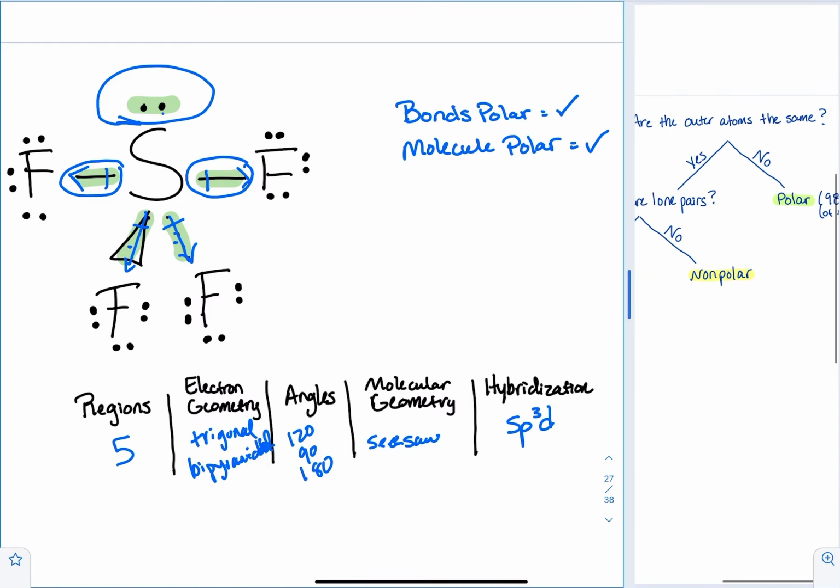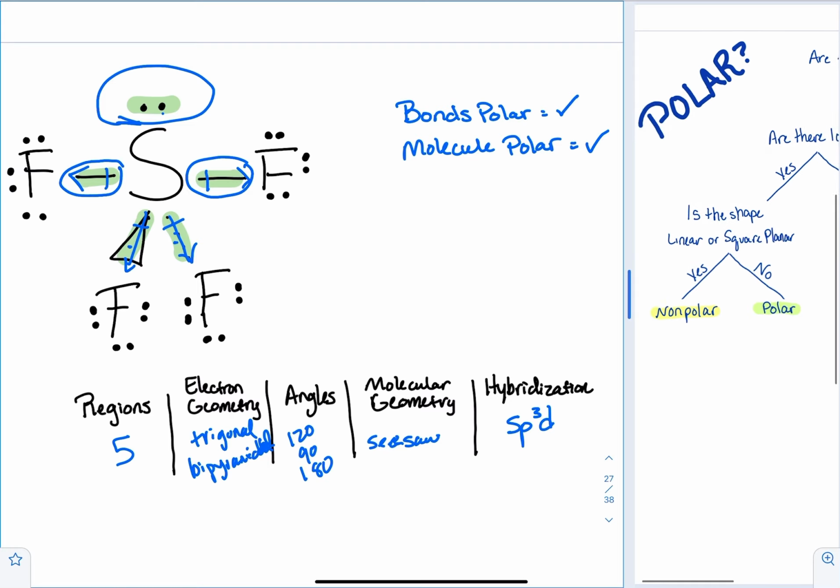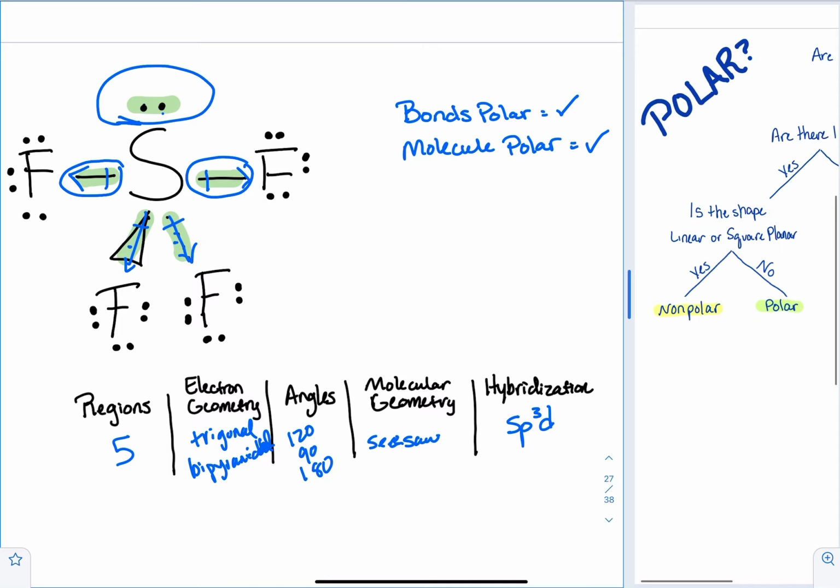And if we use our chart too, are the outer atoms the same? Yes. Go to the middle. Are there lone pairs? Yes. Go over here. Is the shape linear or square planar? No. And the reason those matter is because those are very, very symmetric shapes, and they usually have matching bonds on the opposite sides.